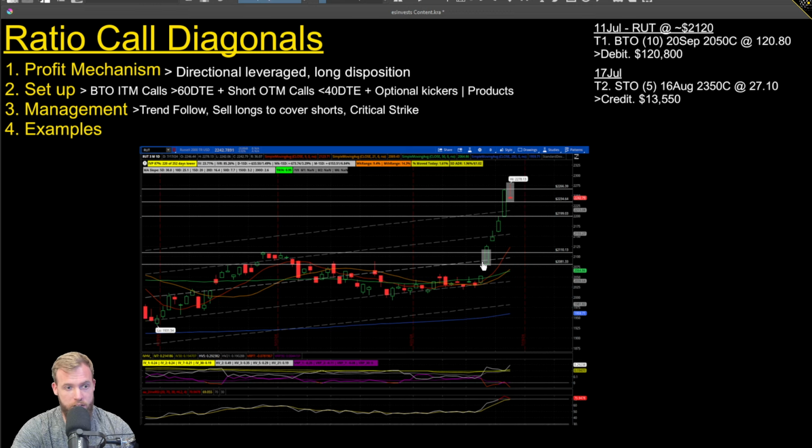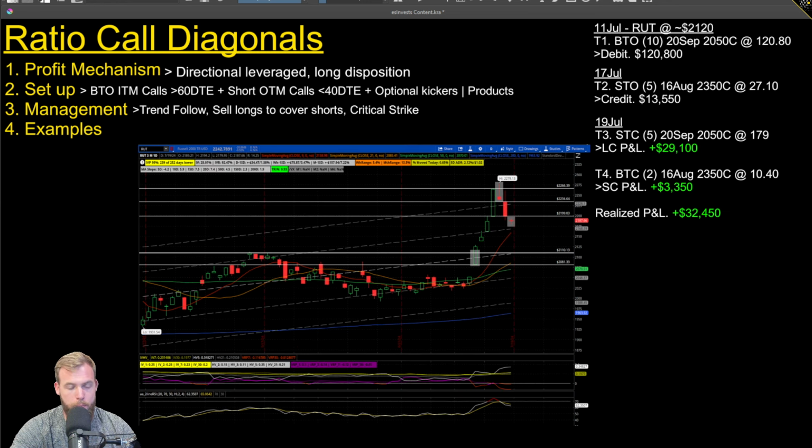So notice what I did here. I bought when it was breaking out, and then I waited until it started to slow down. And that's when I chose to sell the short calls. Again, remember, the short calls are secondary to the long calls, so you don't have to automatically put them on at the same time. There's no forcing function there for you. So I took in 13,550 from that trade. Then it was time to hang out for a little bit.